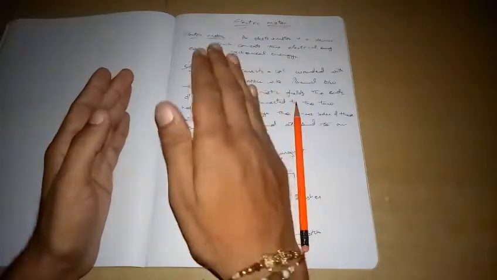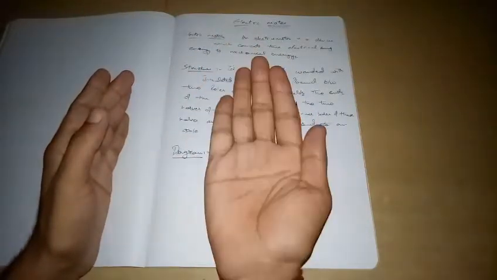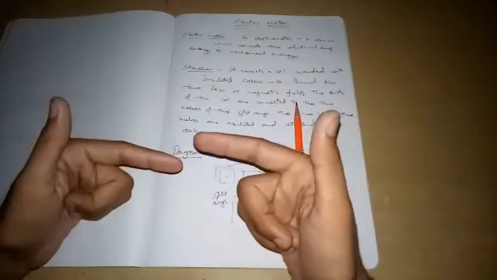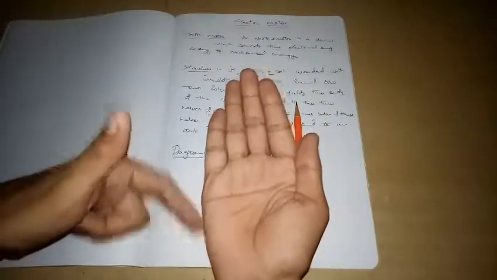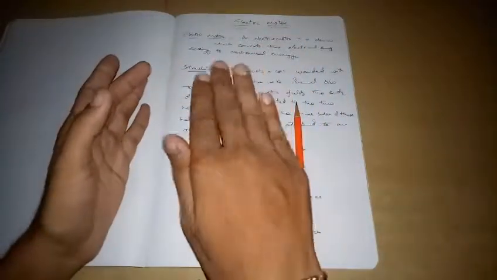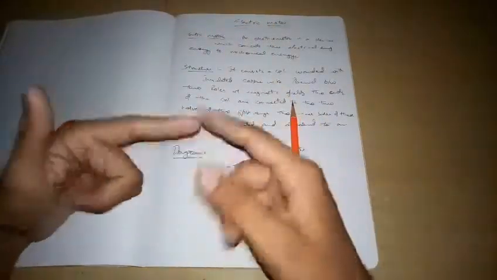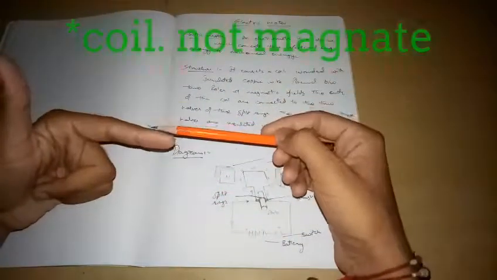And when it completes the half rotation, the split rings work and reverse the flow of the current. And again, this portion acts as a north pole and this acts as a south pole. Then again the poles north and south repel the coil. Thus the rotation of the coil starts.